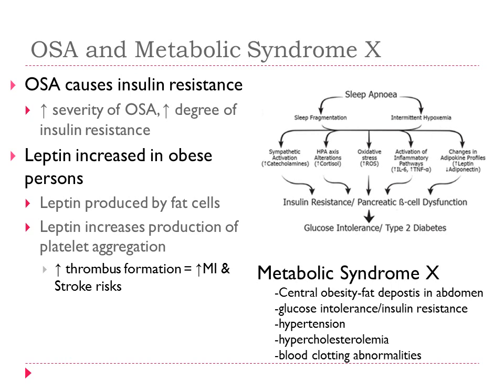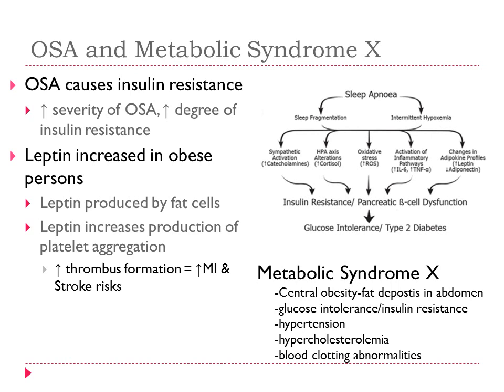So a patient with OSA is actually getting a double whammy of thrombus formation risk. One, from the leptin increase if the patient is obese, and two, from the endothelial dysfunction as we talked about on our previous slide. So what does this have to do with metabolic syndrome?